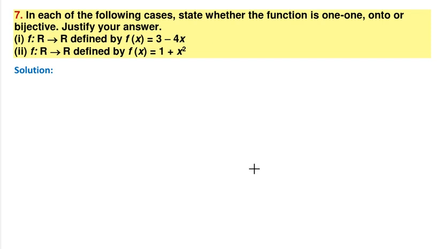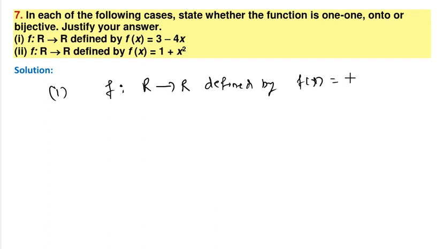In the seventh question, in each of the following cases, state whether the function is one-to-one or onto or bijection, and we have to justify our answer. Subdivision 1, the mapping between real numbers defined by f of x equal to 3 minus 4x, a linear function.